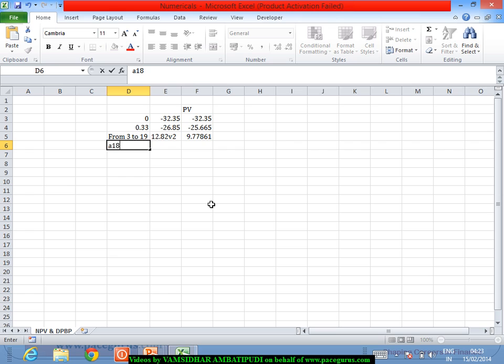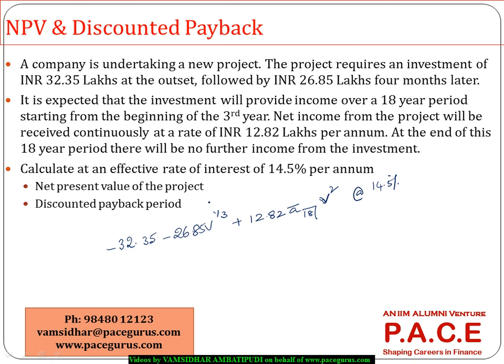How do I get this A bar 18? If it had been a 15% interest rate, I could have directly substituted the A bar 18. I by delta is one more thing which I can take, because A bar 18 is nothing but I by delta times A18. So just using this notation, I in this case is 0.145, delta is log 1 plus I, log 1.145. So this is what will give me the I by delta.